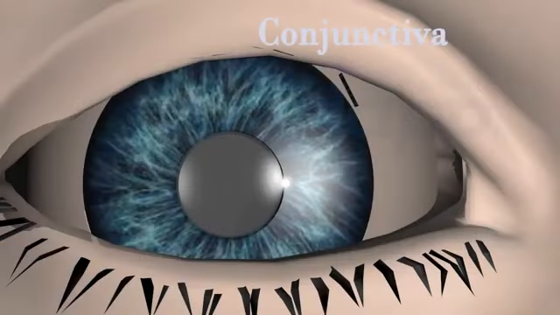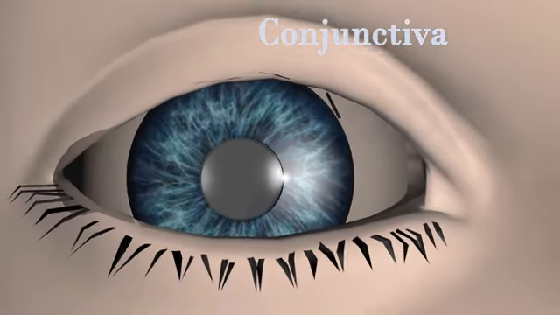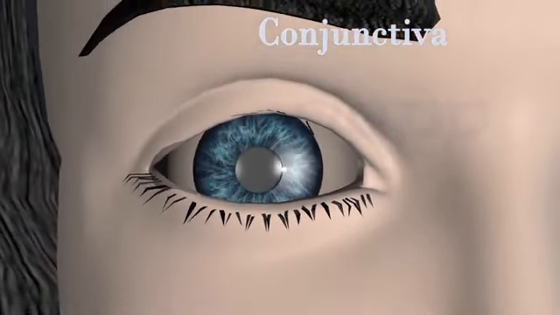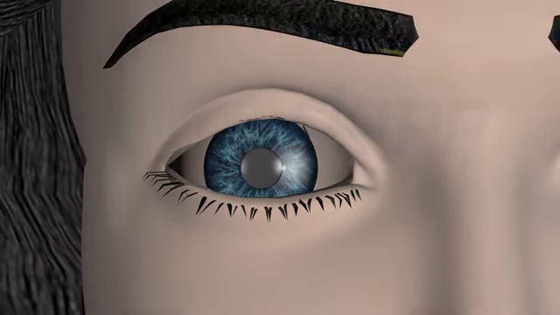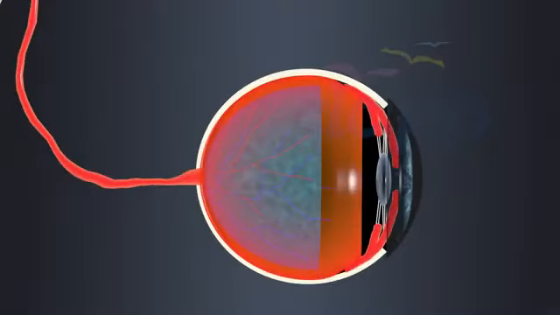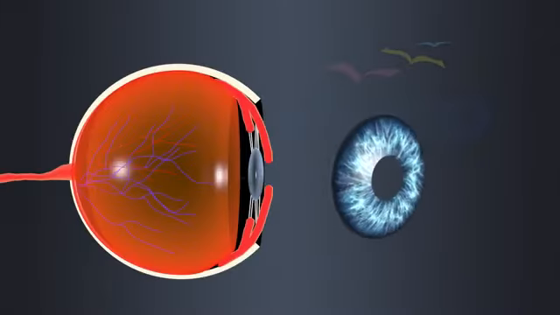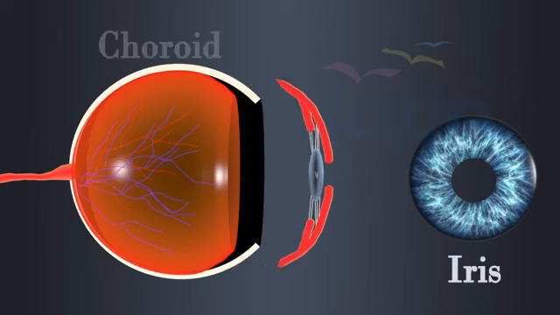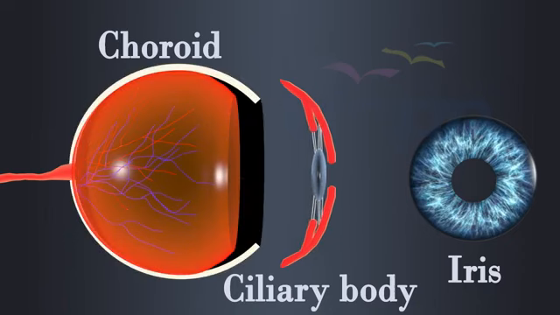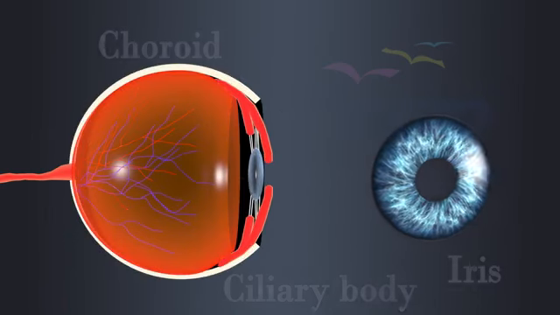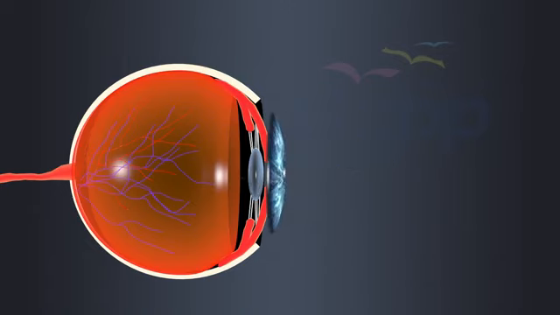onto the lens. Conjunctiva. The conjunctiva is a thin, clear membrane that covers the front surface of the eye, except for cornea, and lines the inside of the eyelids. It helps lubricate and protect the eye. Vascular middle layer of our eye is also known as uvea, and it is composed of three main structures: iris, ciliary body, and choroid. These three structures together play a crucial role in regulating the amount of light entering the eye, focusing incoming light onto the retina, and maintain the health of the retina.